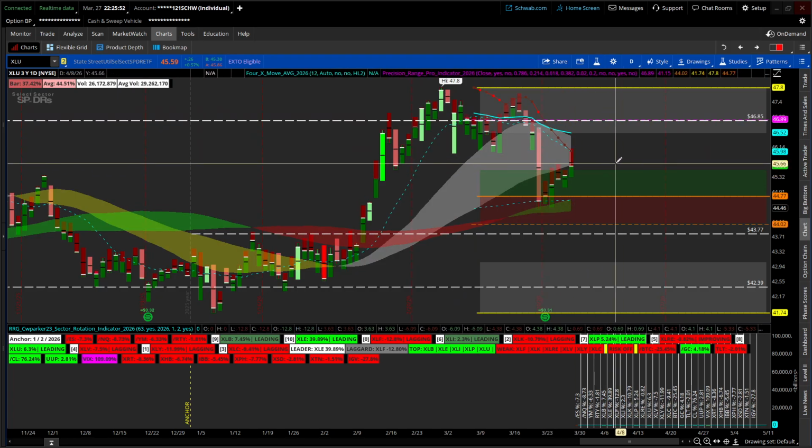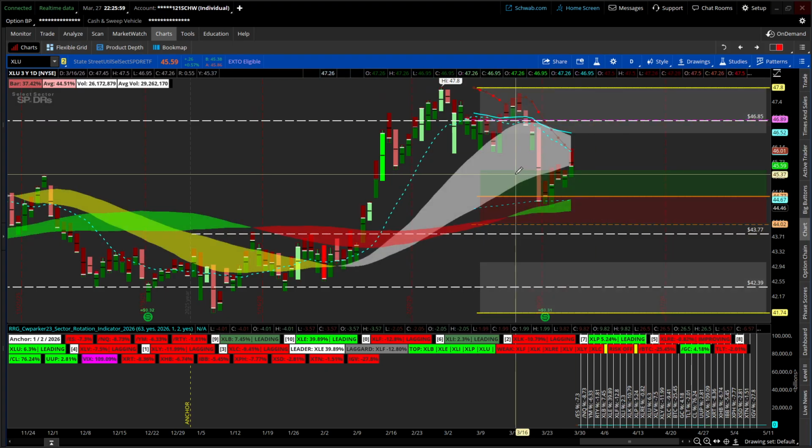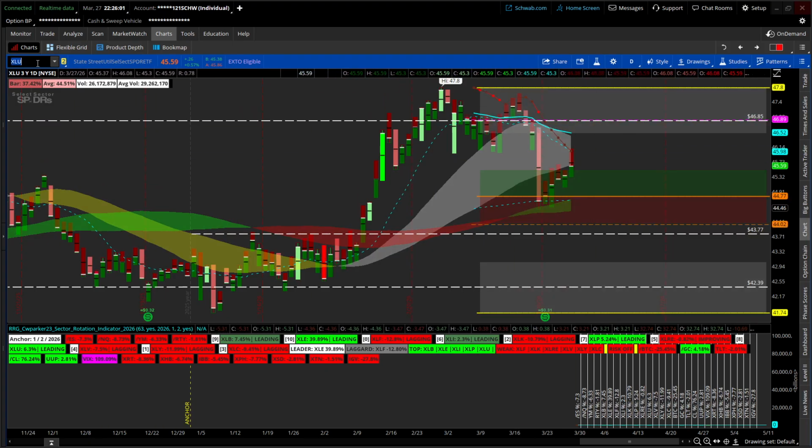But we're trying to push above on XLU. I'm expecting it possibly to stay within the 43 to 46 range right there. Next one's XLV.